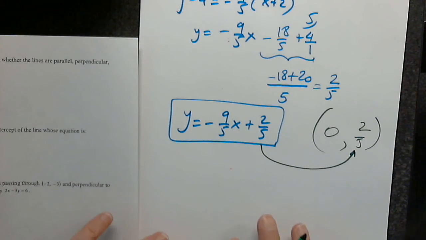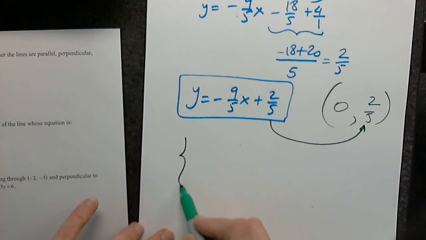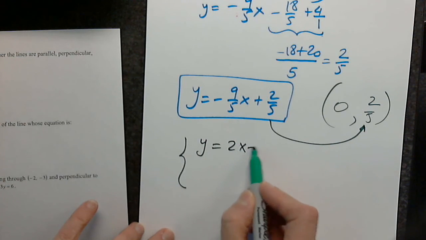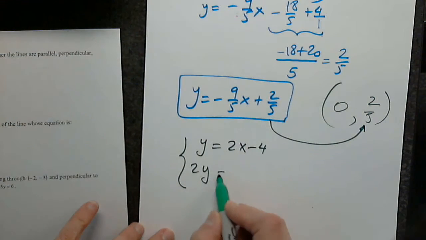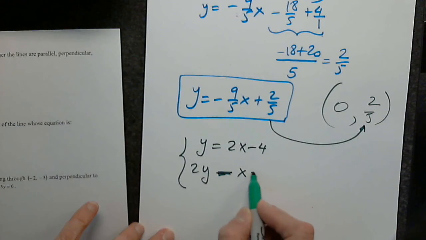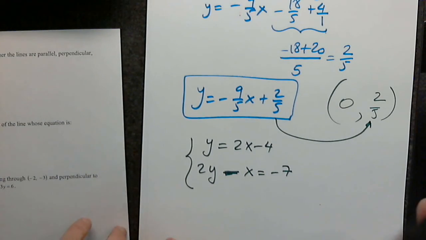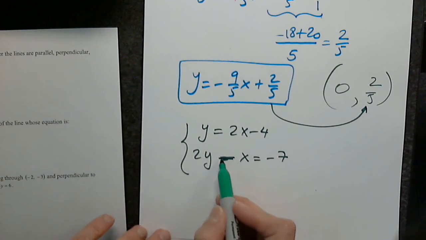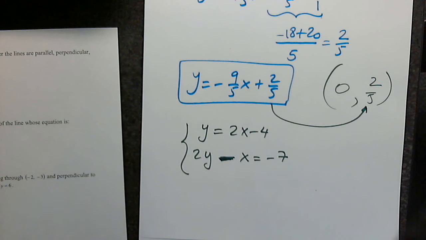Determine without graphing whether the lines are parallel, perpendicular, or none of the above. So y equals 2x minus 4, and 2y minus x equals -7. What should I do now? I'm asked not to graph. I'm asked simply to determine whether they are parallel, perpendicular, or none of the above. So what should I do?